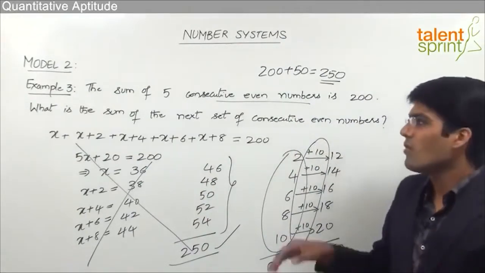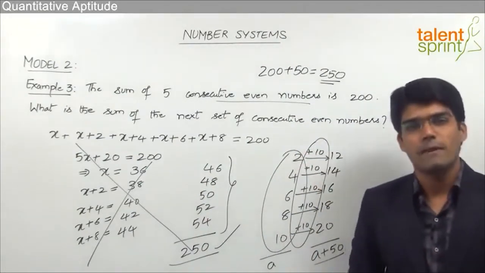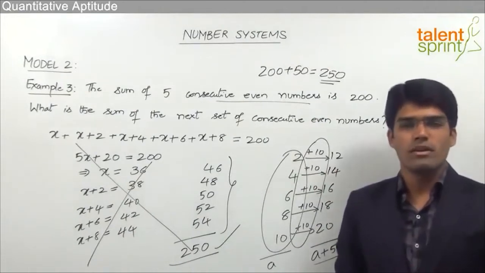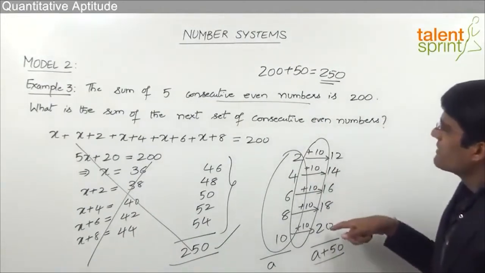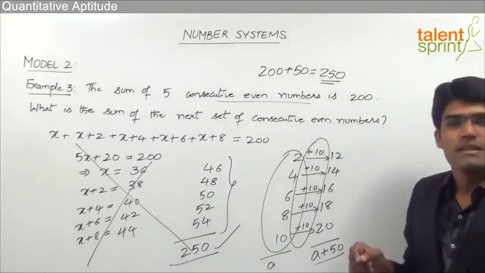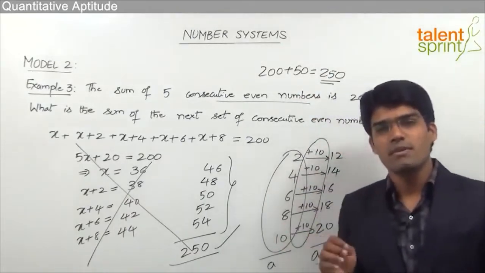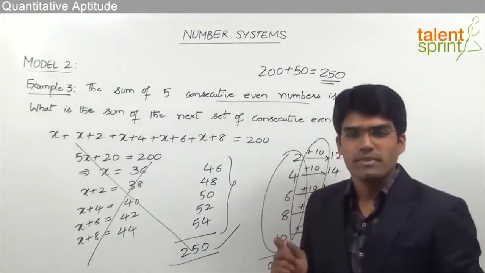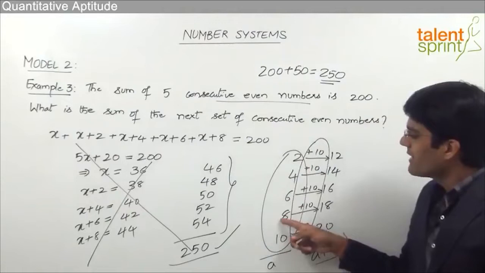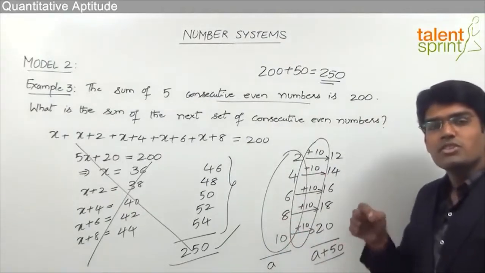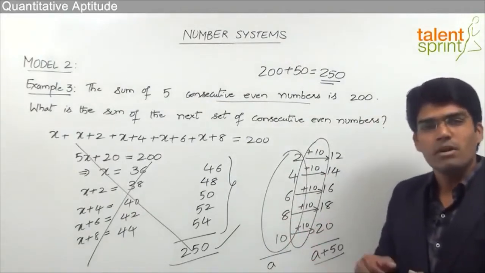So friends, this is how we can answer such questions in a smart way. Before we move on to the next model, I have to mention another important point here. For 5 numbers, if the sum is increasing by 50, it doesn't mean that if there are 4 consecutive numbers, the sum will increase by 40. That would be absolutely wrong. Why? Because when there are only 4 numbers, and if we take the next 4 numbers, each number will increase only by 8 but not by 10.